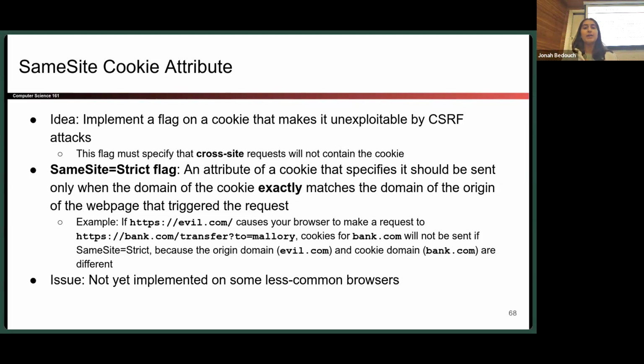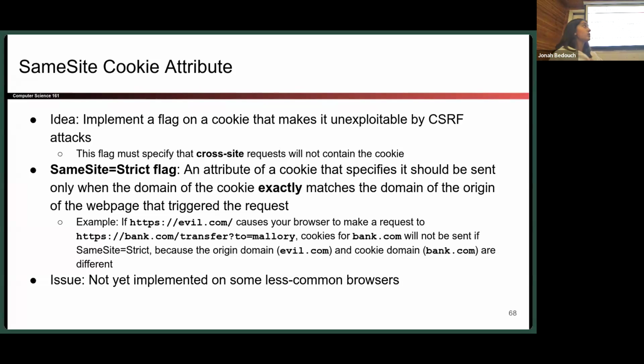This is an extra flag that says that you can only send the cookie if you are on the same site that you're making the request to. So if I'm on google.com, only google.com related things are going to be requested. If I set same site equal to strict, then we're not going to attach the cookie if the cookie's domain does not exactly match the domain of the origin of the web page that triggered the request. So if I'm making a request to bank.com, I will only attach the cookie on bank.com requests that were made from bank.com, or else it's not valid.